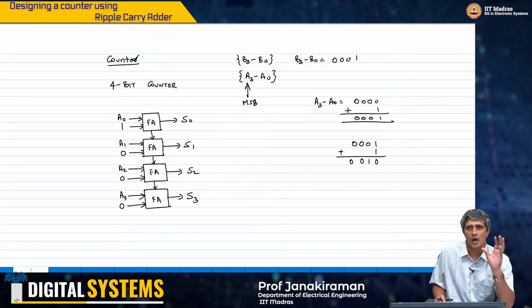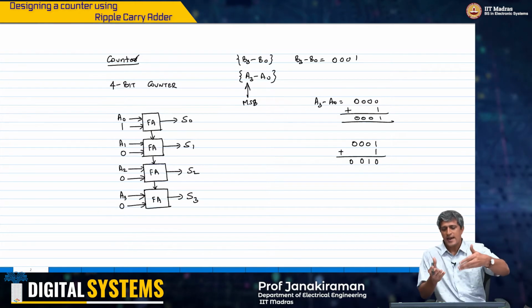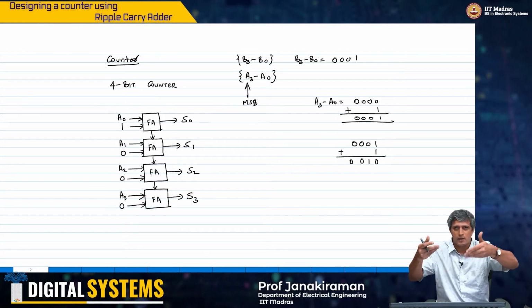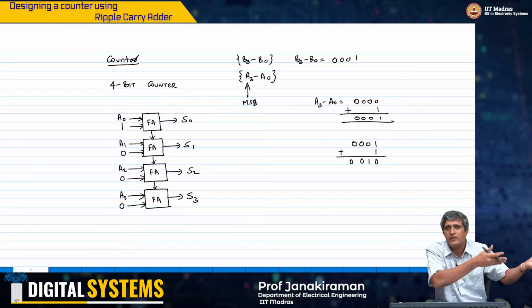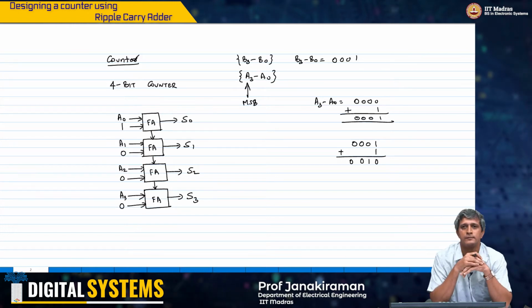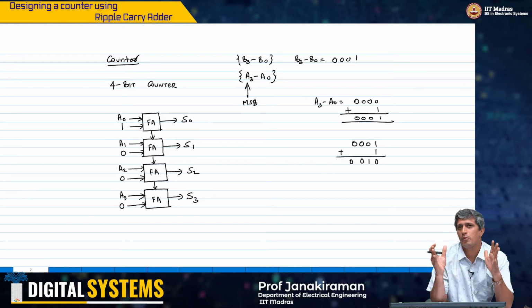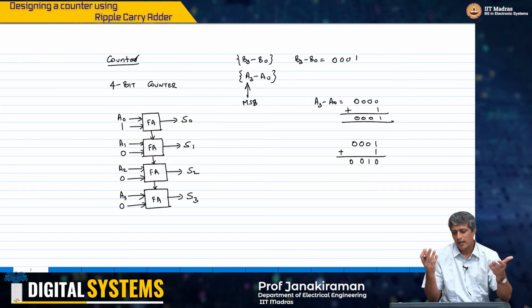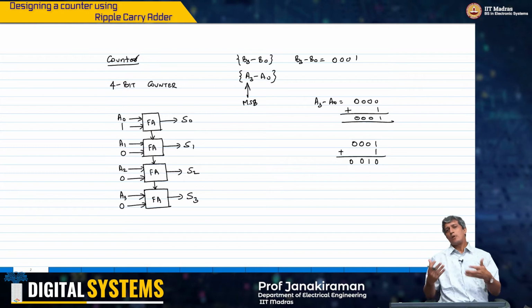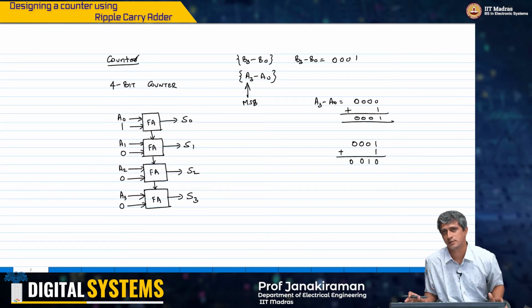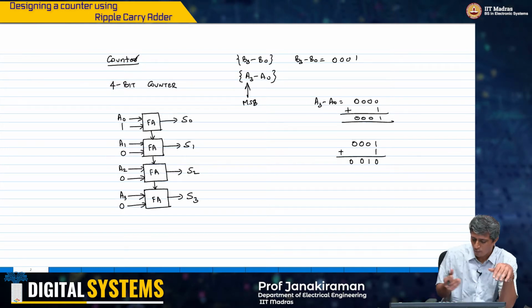The question now is, how do I take this state, the previous state, and give it back as an input to this system? That is where the main problem is, and that is where a combinational block cannot solve this problem for us, okay. So let us see what we can do with this first of all.